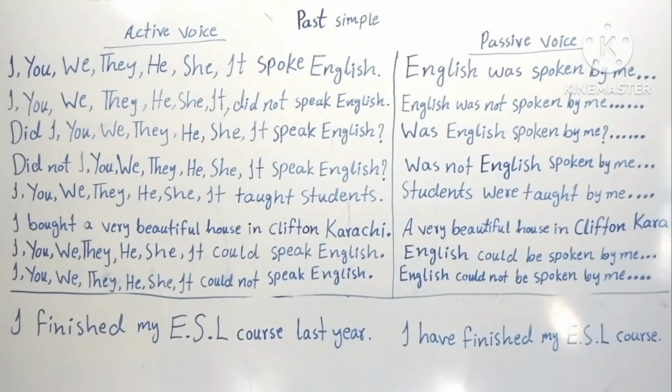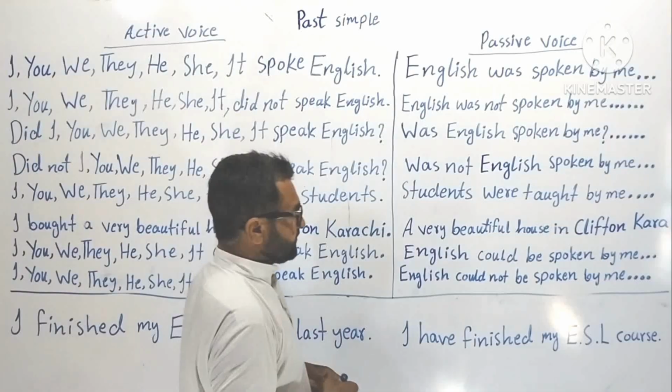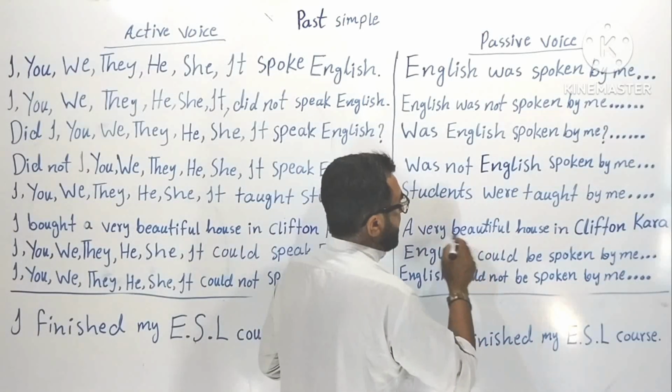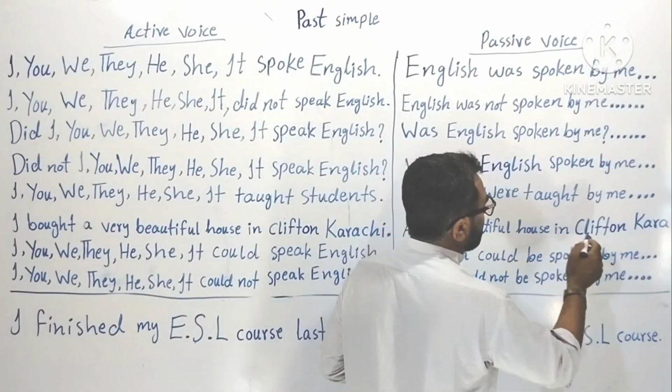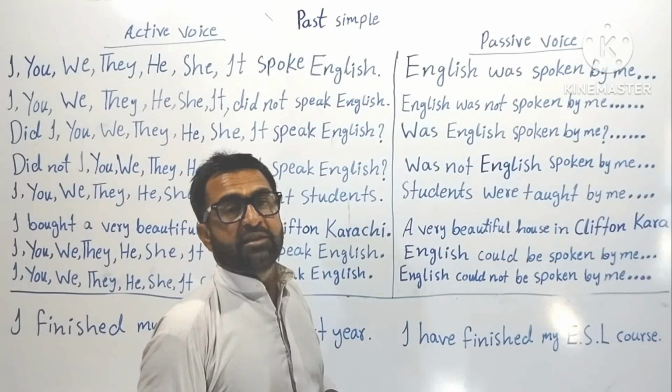Now all these words will come at the beginning of the passive voice to be the subject of the passive voice, then the helping verb, then the main verb, then the object. Just go on. You see once again: I bought a very beautiful house in Clifton, Karachi. Now look at the passive voice. A very beautiful house in Clifton, Karachi was bought by me.